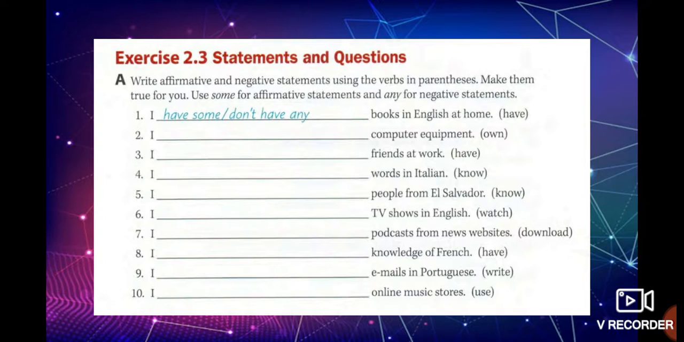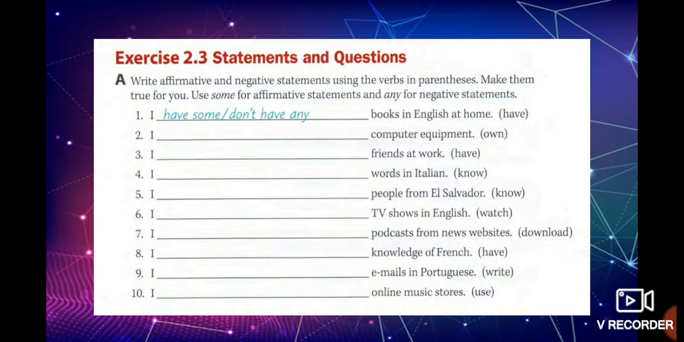Exercise 2.3. This one is statements and also questions. In that part, we write affirmative and also negative statements using the verb in parentheses and make them true for you. Use some for affirmative statements and any for negative statements. So that means you know that some is used in affirmative statements and any in negative statements. Excellent. We have the first one. The verb in parentheses is have. I have some books in English at home. This one is affirmative. I don't have any books in English at home. This one is negative.